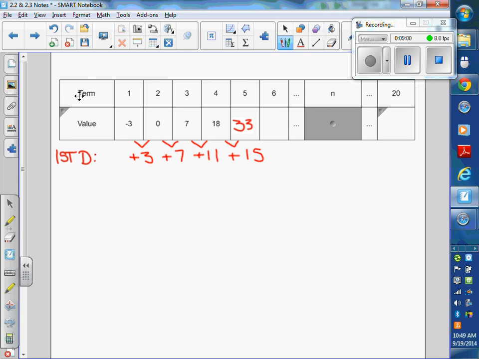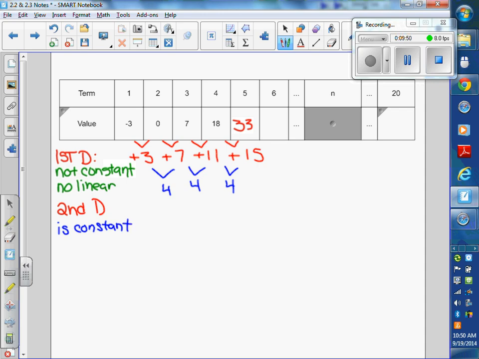But you can all agree with me that the first difference is not constant, right? So when that happens, if it's not constant, it's not linear. We're only focusing right now on linear and quadratics. So after that, you have to take the second difference. The second difference is right here. It's going up by 4, right? See that? So the second difference is constant. Whenever that happens, you have a quadratic. So you look at the first difference and you take another difference, which is how the first difference is changing.